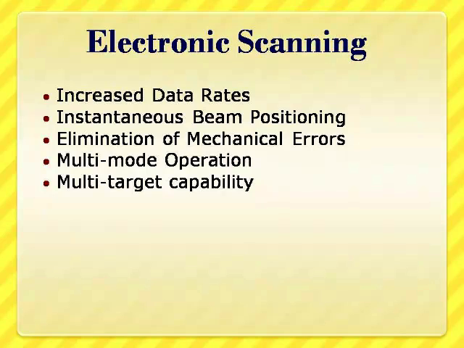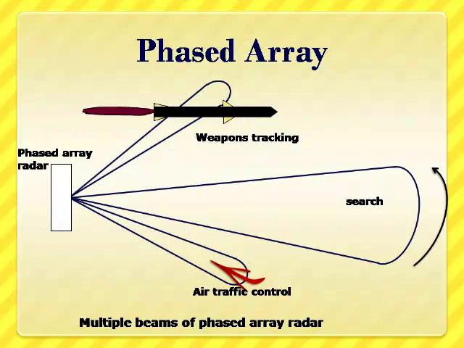Hence, we can have multi-target capability. At the same time, we can track or scan multiple targets and acquire the data about these things. So these are the basic advantages we can get from these new generation radars known as phased arrays. In the slide shown here, you can see that the same antenna system is giving three different beams, and these three beams are being used for different applications.